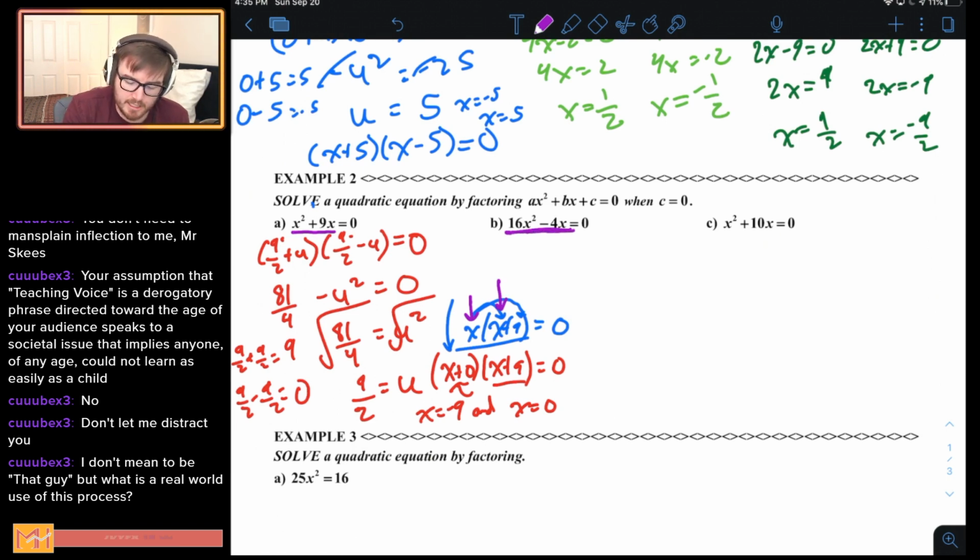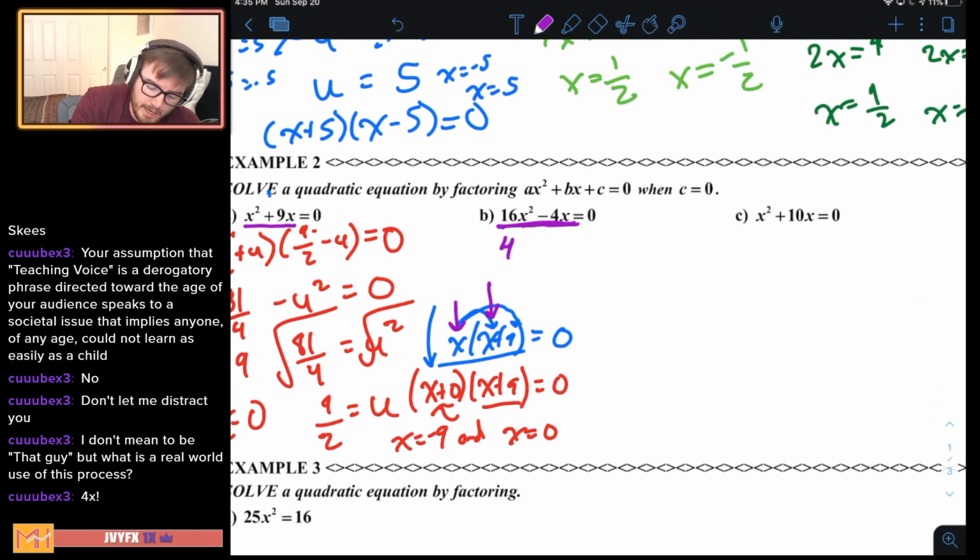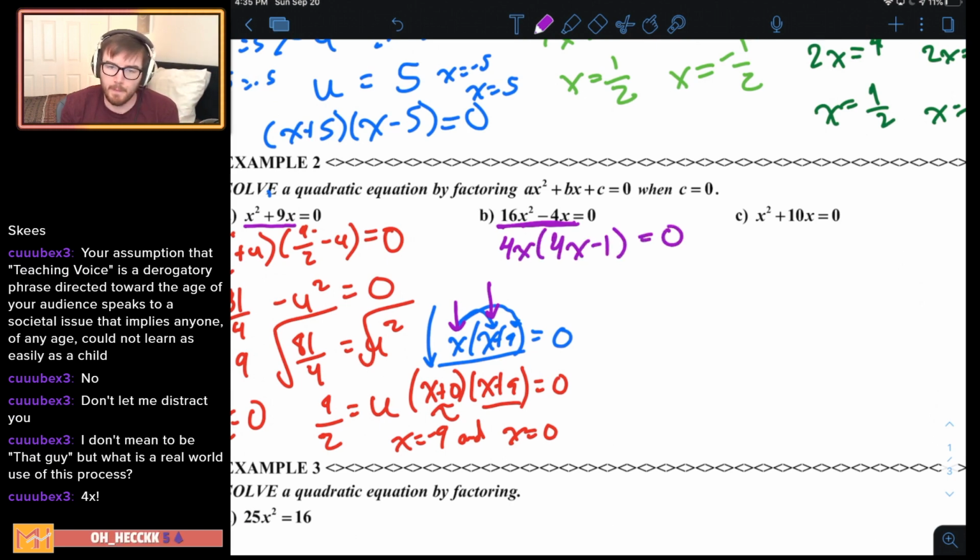So when I look at this guy, visually speaking, what do they share that I can sort of rip out, right? What can I remove from this? Well, they both have x, and 16 and 4 are both divisible by 4. So I can say 4x times 4x minus 1. Do you see how I can now put this back together? 4x times 4x is 16x squared, and 4x times negative 1 is negative 4x.